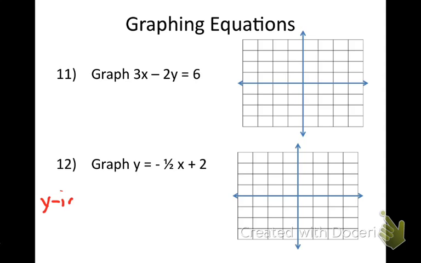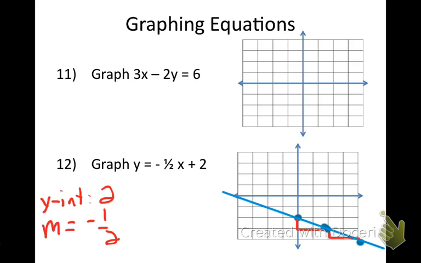My y-intercept for number 12 is what, Sage? 2. So I go over and plot that. My y-intercept is 2. My slope for number 12 is what, Jack? Negative 1/2. So I'm going to go down 1 over 2, down 1 over 2. Put my dots there, and I connect them with my line. There we go. There's number 12. Now up to number 11.